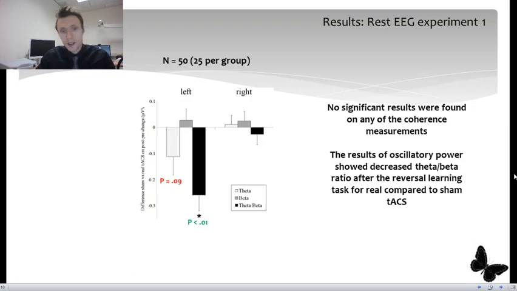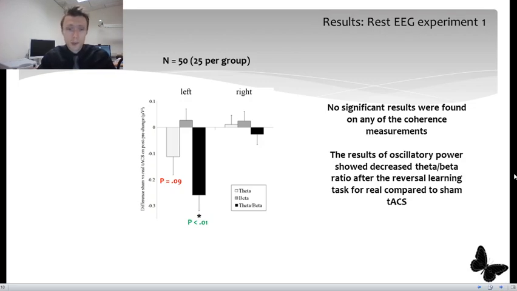So analogously, you would expect that a lower theta-beta ratio would be associated with better reversal learning performance, and that was the case here. We saw that the theta-beta ratio, at least in the left hemisphere, was decreased from pre to post in the real tACS conditions. Of course, these resting state measurements were done after the task ended and after stimulation ended, so whether this really reflects what happened during the task is a little bit hard to say, but at least it does seem to make sense that a lower theta-beta ratio is coupled to better reversal learning performance.